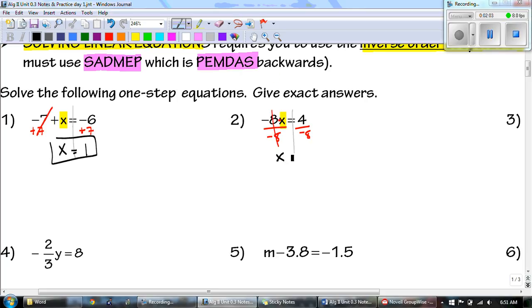So this is saying to give exact answers, and when they're saying exact answers, they normally mean fractions. So 4 over -8 is the same thing as -1/2 if you reduce that, okay? Now if it's a terminating decimal, a nice decimal, and it says it's okay to leave your answer like that, you could, and that would be -0.5.